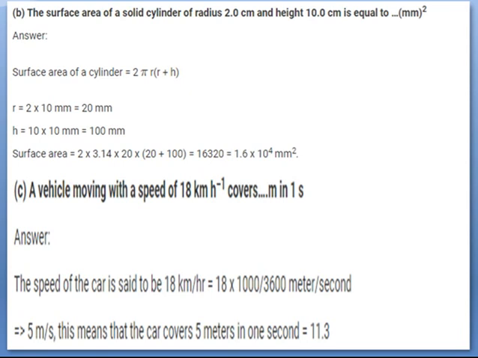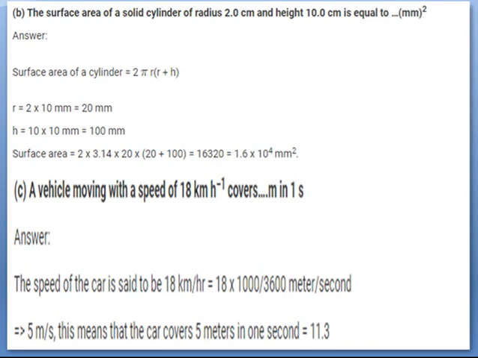So when you convert, you know 1 kilometer is equal to 1000 meter, so 18 into 1000 upon hour can be converted into second by 60 into 60, so 18 into 1000 upon 3600 meter per second, so it will become 5 meter per second. This means that the vehicle covers 5 meter in 1 second.